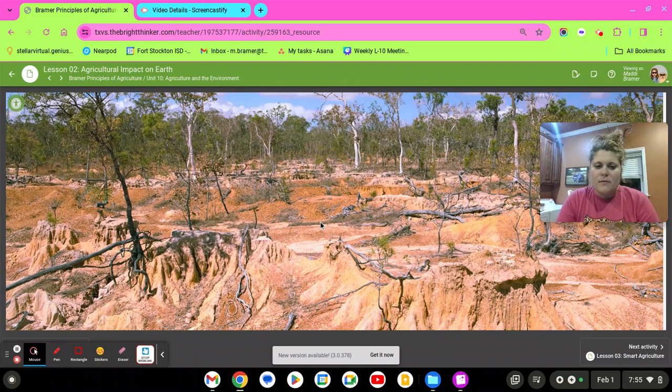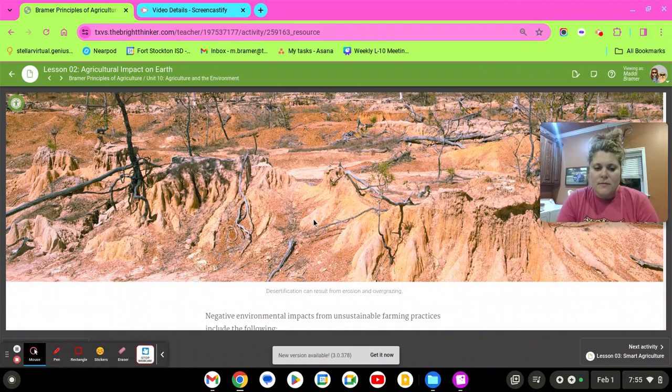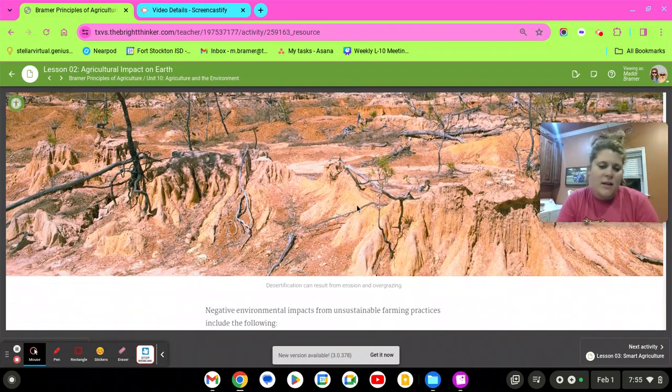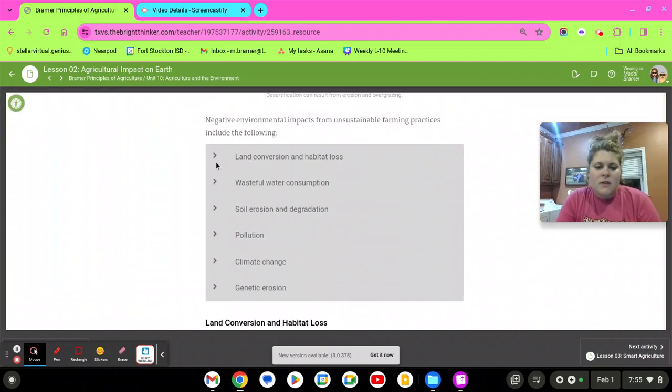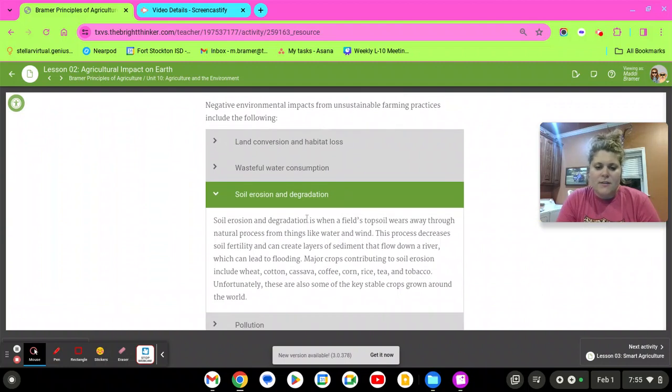So this is a picture of an example of desertification that can result from erosion and overgrazing, so not rotating your crops or your animals. And this one says the process decreases soil fertility and creates layers of sediment that flow down a river. Major crops contributing to it are wheat, cotton, cassava, coffee, corn, rice, tea, and tobacco. Unfortunately, these are some of the staple crops around the world.